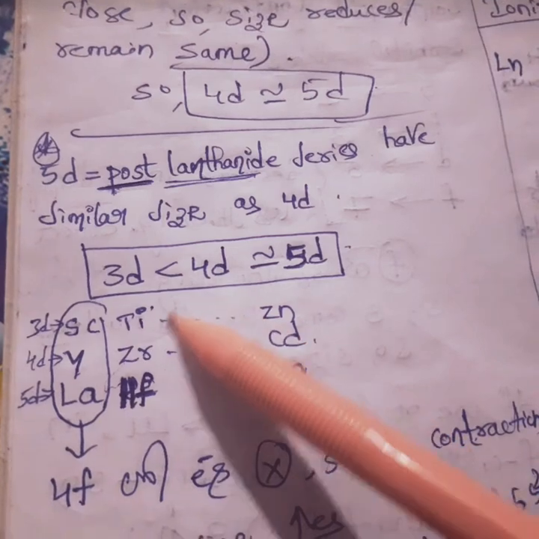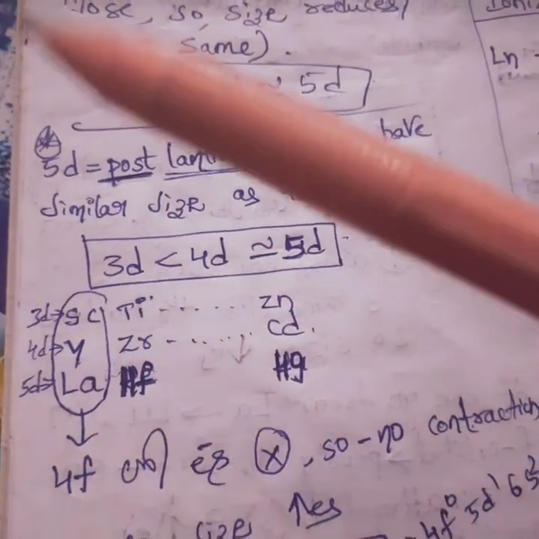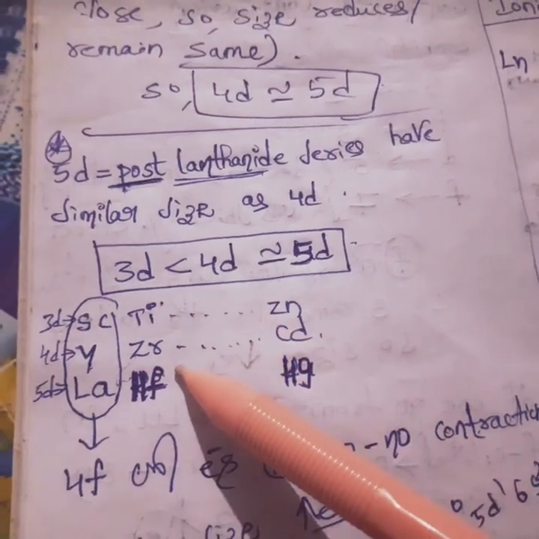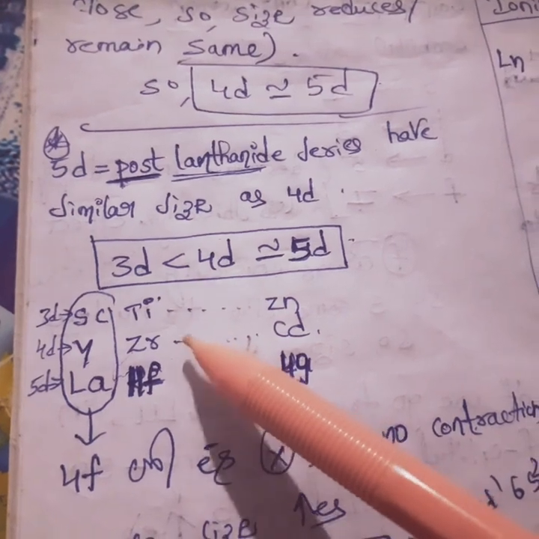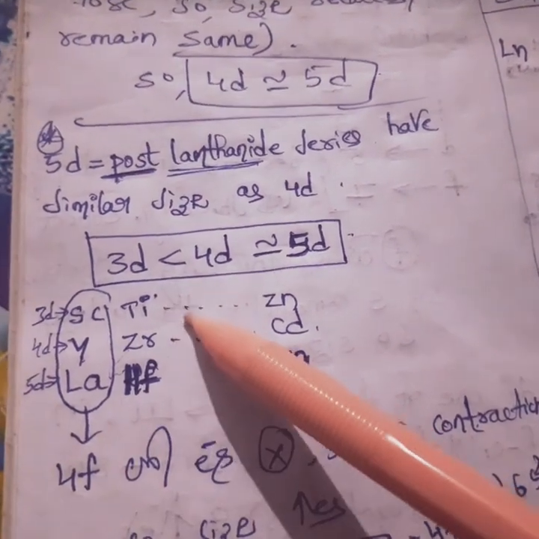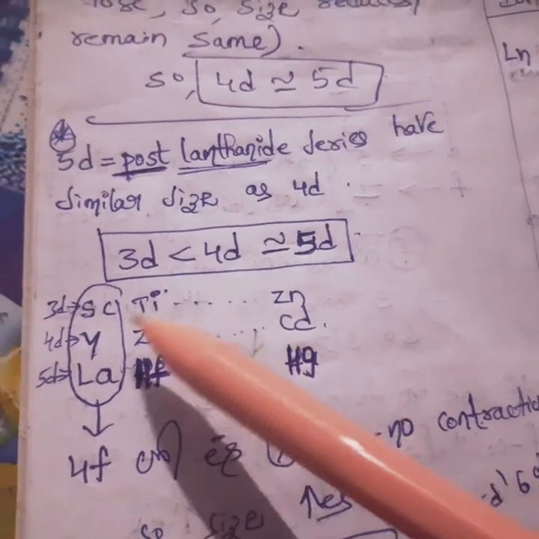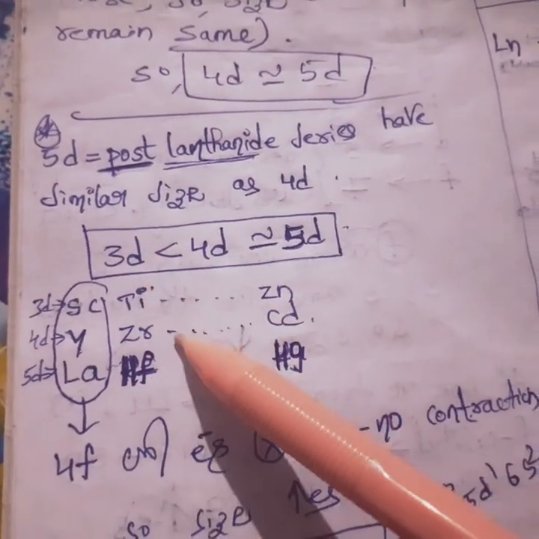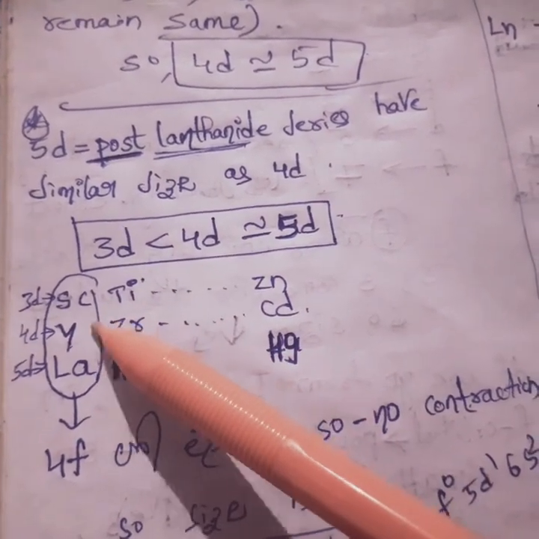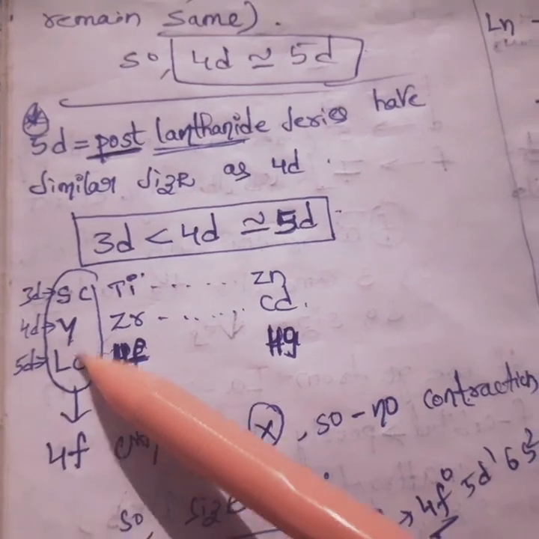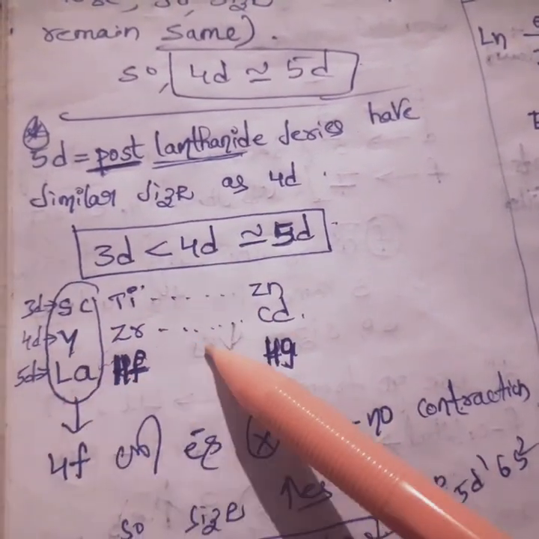But if we observe titanium, zirconium and hafnium, from titanium to zirconium, size increases. This is as usual. But from zirconium to hafnium, size is not increasing because of lanthanoid contraction. We may get a doubt that from zirconium to hafnium, almost the size is similar, but from ytterbium to lanthanum, the size is increasing. Why? Here we should know the reason, friends.